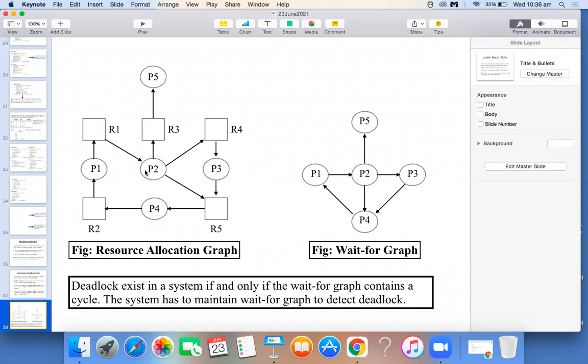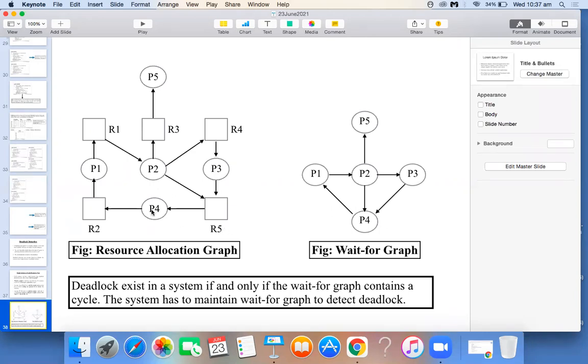Now you can see there is an edge from process P2 to R5 and R5 to P4. How is it written? P2 to R5, R5 to P4. How can this be written? P2 to P4. Correct. Similarly, there is an edge from P3 to R5 and R5 to P4. How can this be written? P3 to P4. Correct.